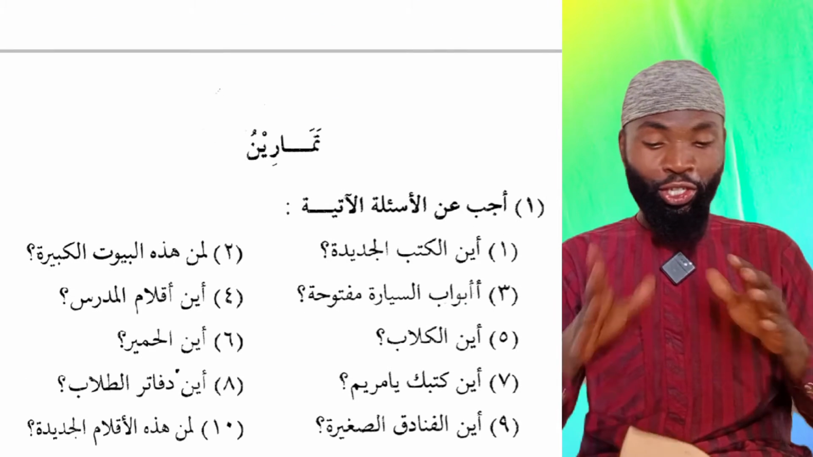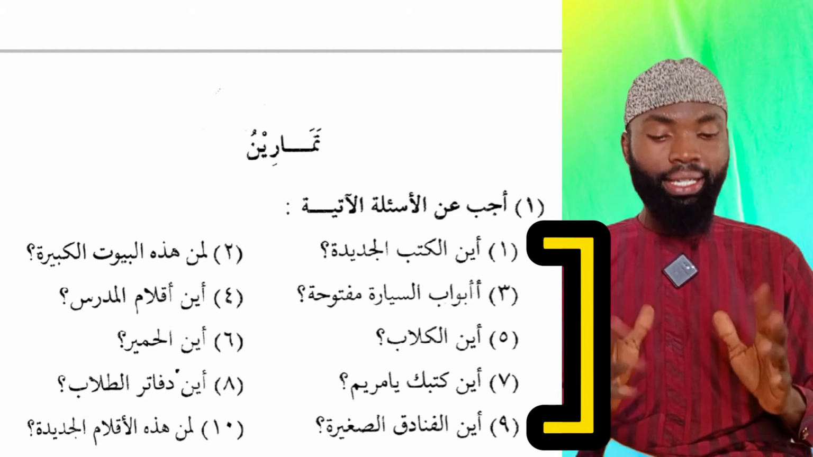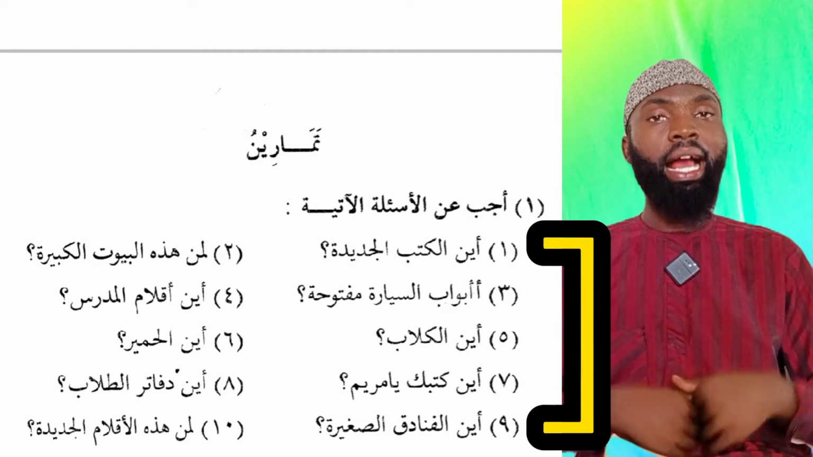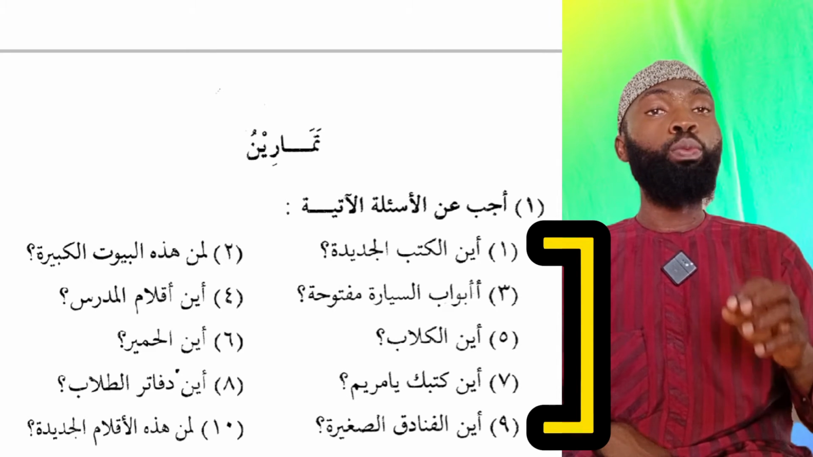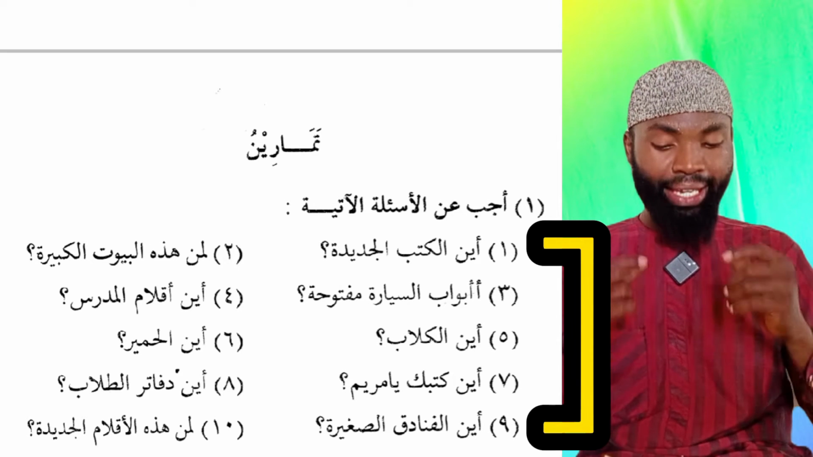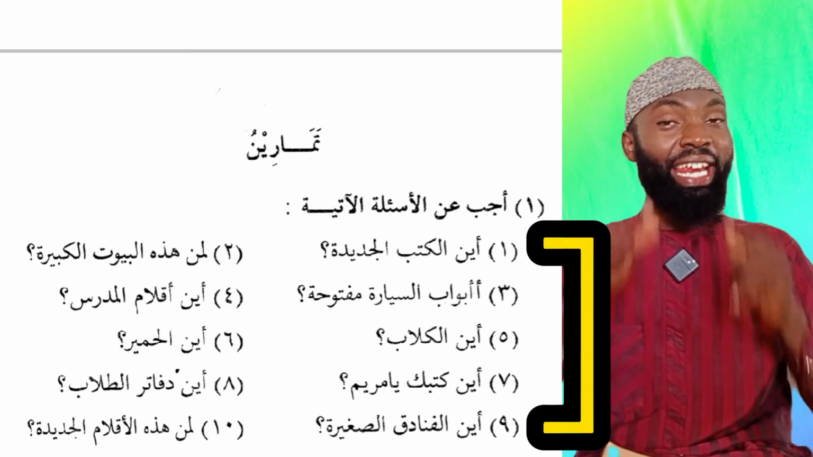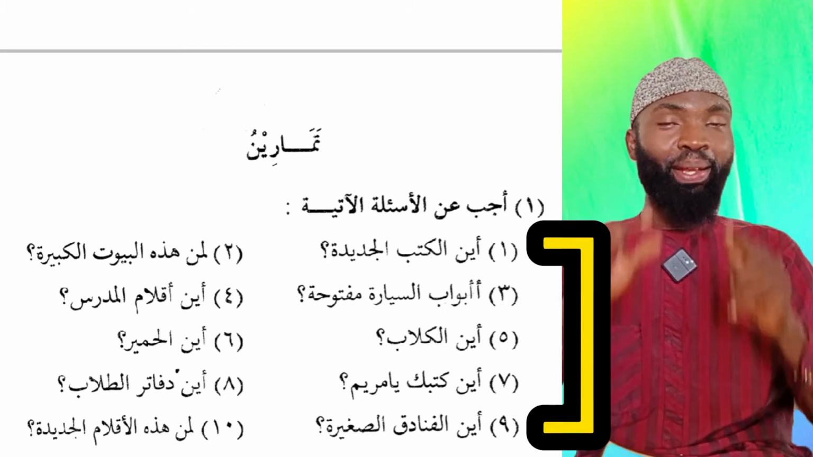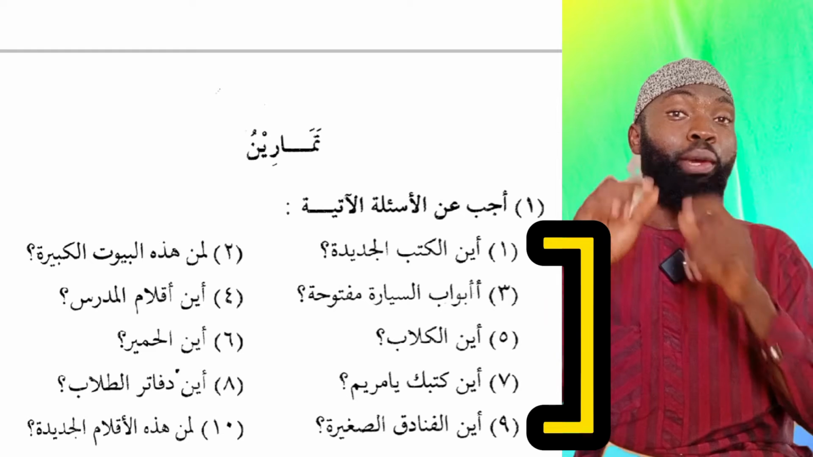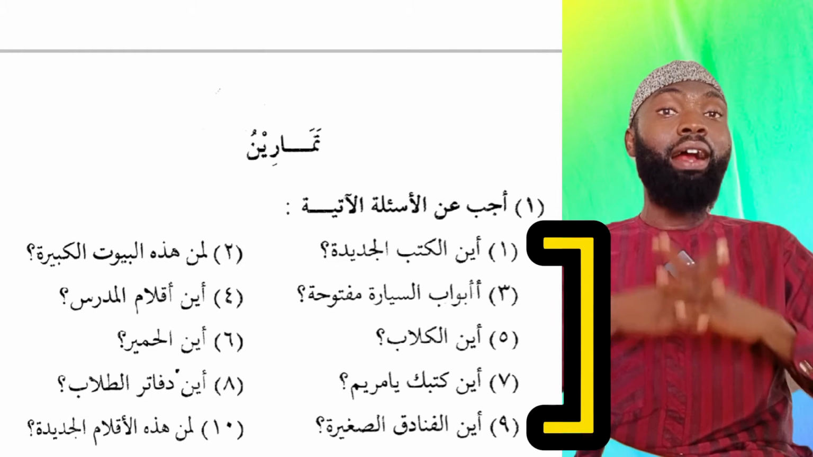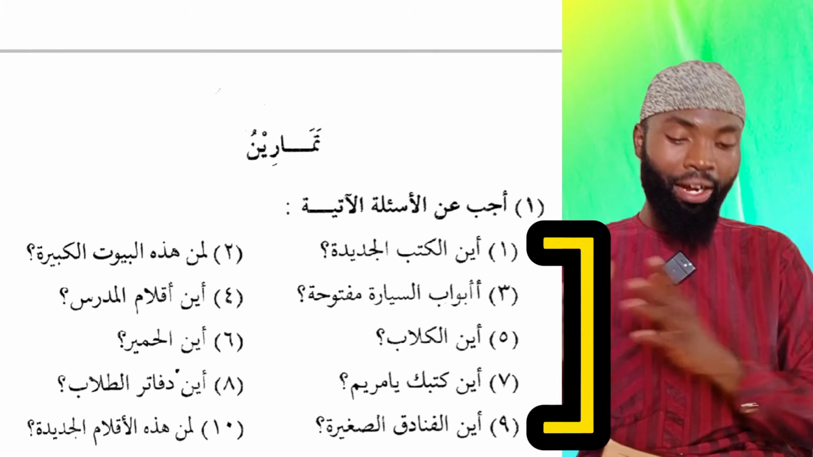Here we have tamarin to better our understanding of this topic. Exercises. The number 1 exercise has the instruction, Ajib anil as'ilatil atiya. Answer the following questions. Number 1, we have aina al-kutubul jadidatu. Where are the new books? What will be your response? Your response will be hiya alal maktabi. Hiya means it, but now that it is representing books, which are irrational plural nouns, you use it to mean they. They are on the table.